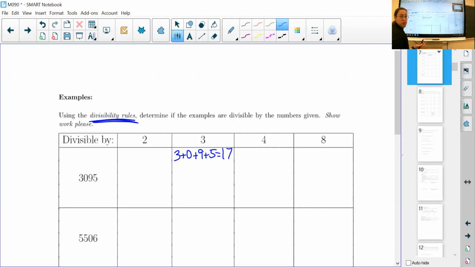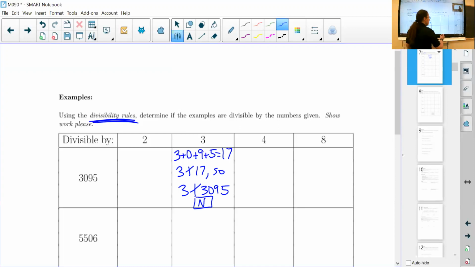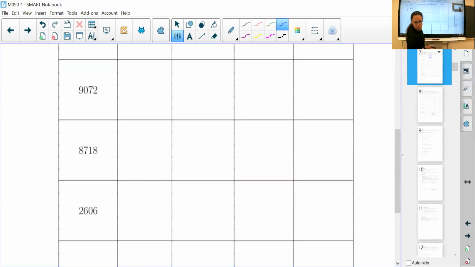Or we could have added two pairs and then added those sums. 17 is not a multiple of 3. 3 does not go into 17 evenly, so 3 does not go into 3095. My answer is no. I'm going to make the same types of arguments for these other 3 numbers. Notice that sometimes there's more work, sometimes there's less work, depending on the divisibility rule. So just a couple more of these together.